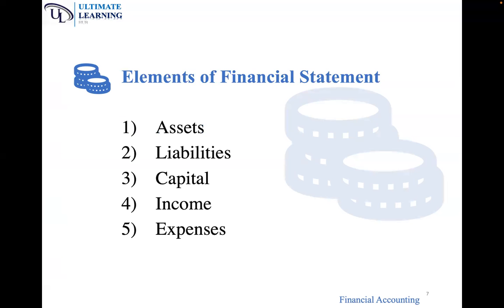Now, elements of financial statements. We have 5 elements of financial statements. The first element is what we call assets. Assets are basically what the business owns.